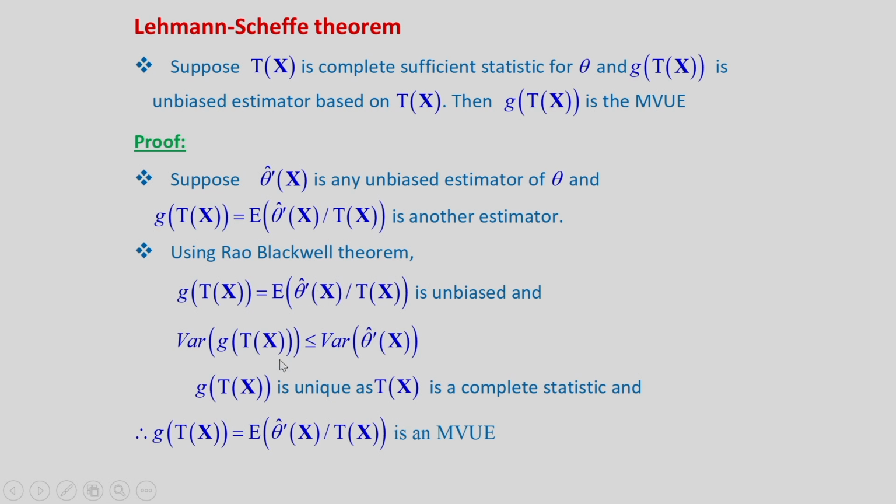Therefore g(T(x)) is unique and its variance is less than the variance of any other estimator theta dash hat(x). So, g(T(x)) equal to E of theta dash hat(x) given T(x) is an MVUE because it is unbiased and unique and its variance is less than or equal to that of any other unbiased estimator. Therefore this will be the MVUE. So we saw that using the Lehmann-Scheffe theorem we can find an unbiased estimator which has the minimum variance.